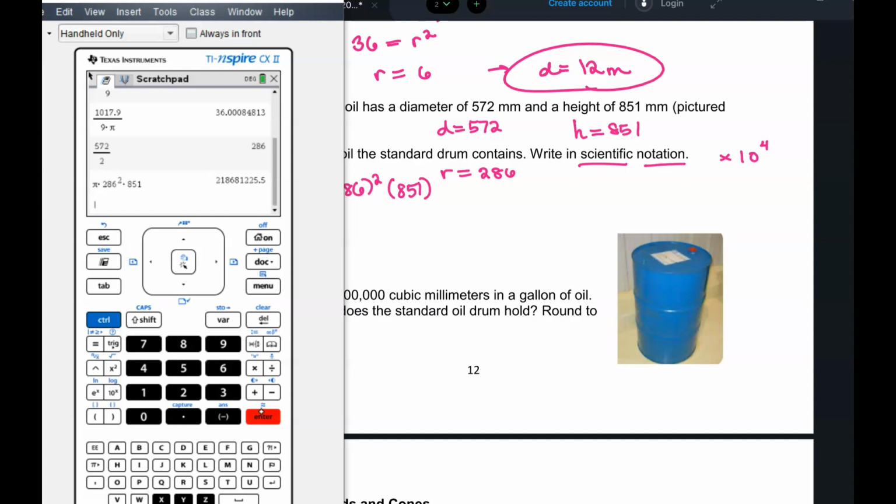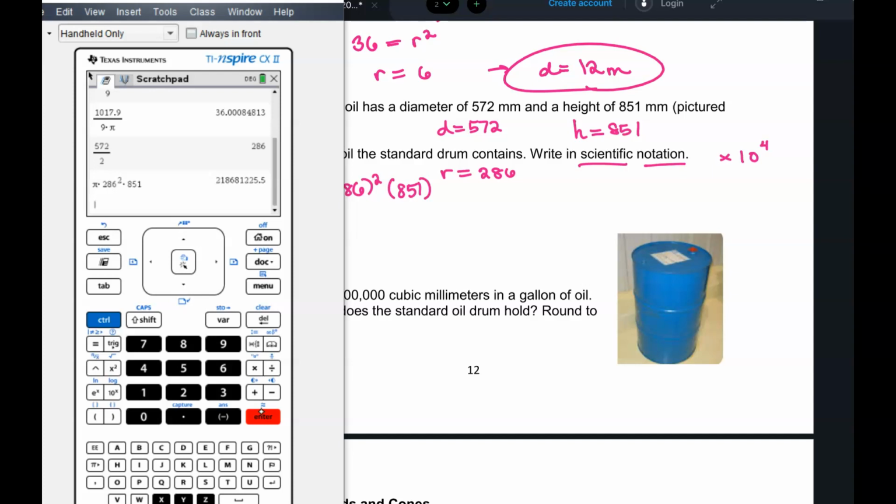Okay, so that's a really big number. What we want to do is write it as 2.18681. Oh, you move the decimal. Remember how we moved the decimal over? How many times do we have to move it over? Let's see: one, two, three, four, five, six, seven, eight times. So it'd be that number.